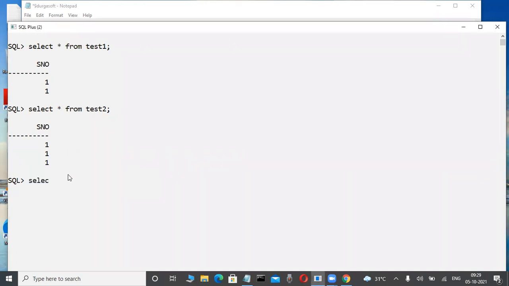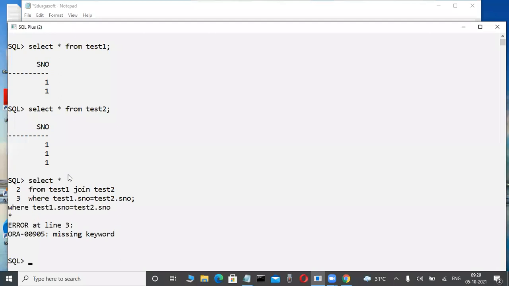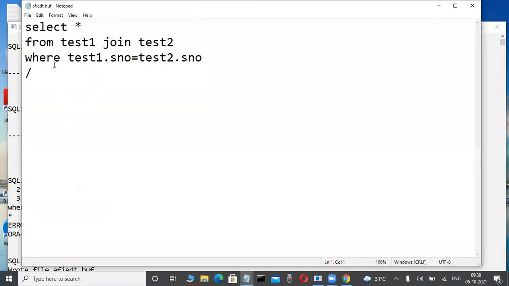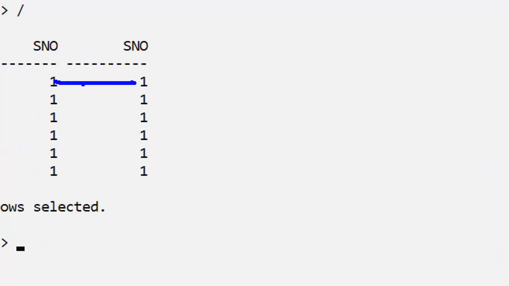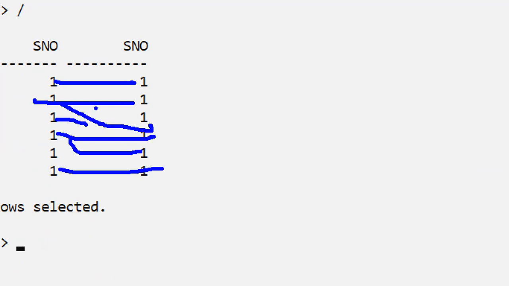Don't write it. So now this is the pen and paper question. Select star from test1 join test2, otherwise comma also, where test1.s number is equal to test2.s number. Observe it here. Automatically it joins. Check it out: 6 rows are written, with 1, 1, 1, 1, 1, 1, 1, 1 and again 1, 1, 1, 1, 1, 1. 6 rows are there or not?